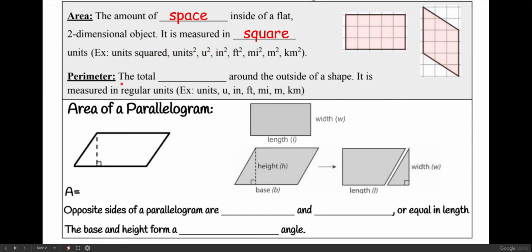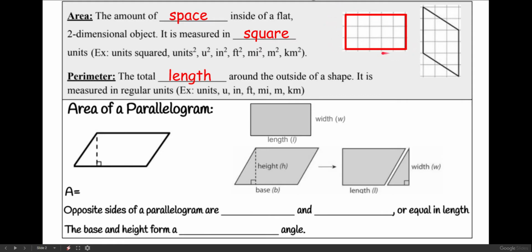Perimeter. Perimeter is just the total length around the outside of a shape. It is measured in regular units, like units, inches, feet, miles, meters, kilometers, centimeters. Notice they're not squared units. So perimeter is just the distance on the outside, or the length of the outside. Like this is 3 and this is 5, so that's 8, and 3 more, that's 11, plus 5 more, that's 16. So the perimeter of this would be 16 units.